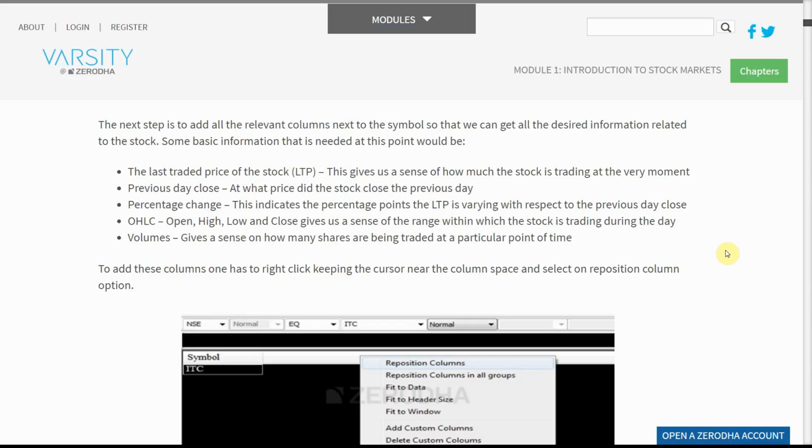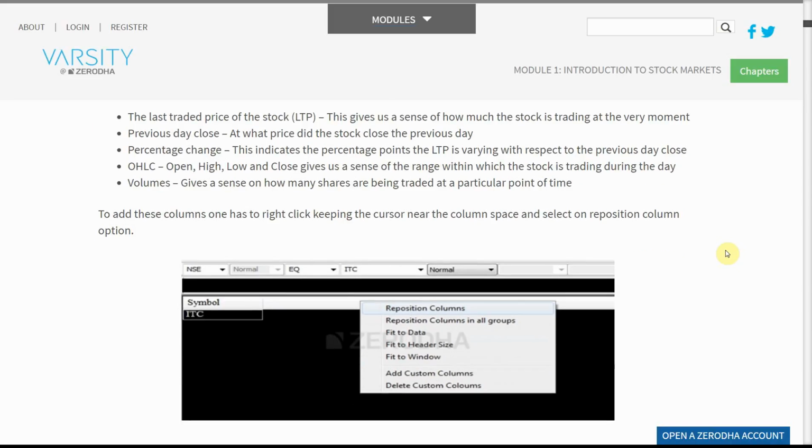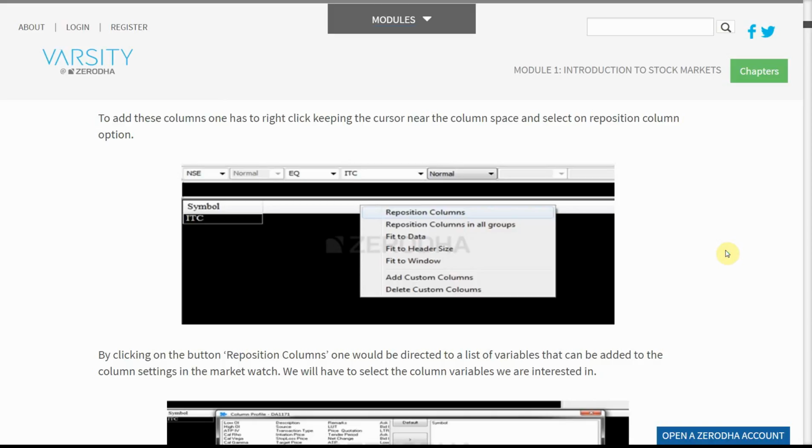OHLC, open, high, low and close, gives us a sense of the range within which the stock is trading during the day. Volumes gives a sense of how many shares are being traded at a particular point of time. To add these columns, one has to right-click, keeping the cursor near the column space, and select the Reposition Column option. By clicking on the button Reposition Columns, one would be directed to a list of variables that can be added to the column settings in the Market Watch.